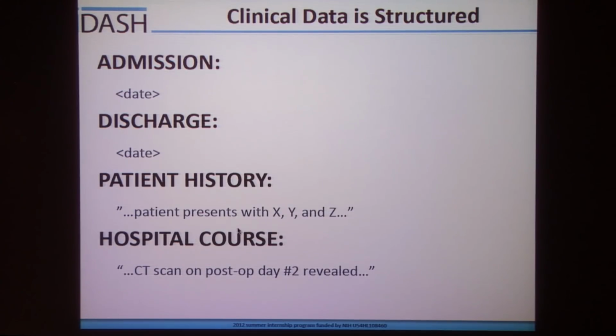So clinical data is somewhat structured. Of course, there's natural language within that data that is not really that structured. But for our purposes, it's kind of an example of a clinical discharge summary. So you have an admission date and discharge date, which act as really important temporal anchors to the rest of the clinical narrative. A patient history, in which the majority of the events mentioned usually occur before admission, and a hospital course, where the majority of events that are mentioned usually occur before discharge.